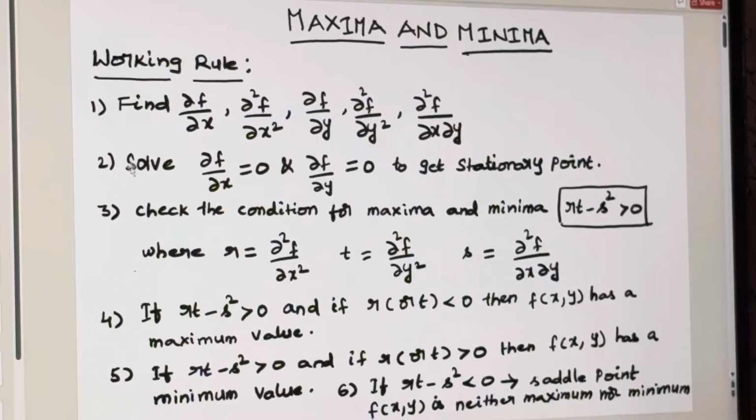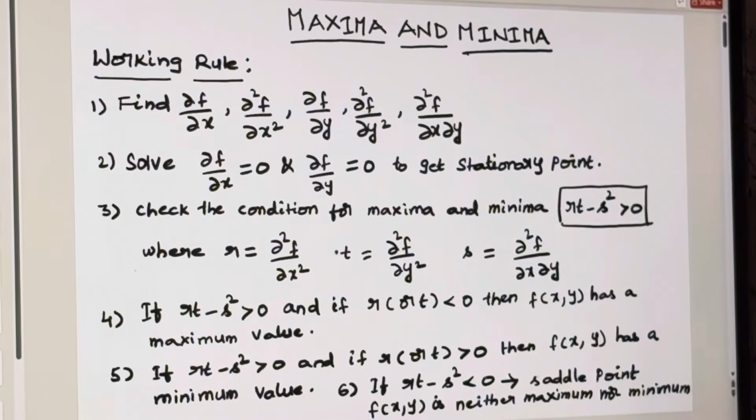What is step number 2? You have to solve the equations dou f upon dou x is equal to 0 and dou f upon dou y is equal to 0. दोनों equations को simultaneously solve करना है. Then you are going to get a stationary point.